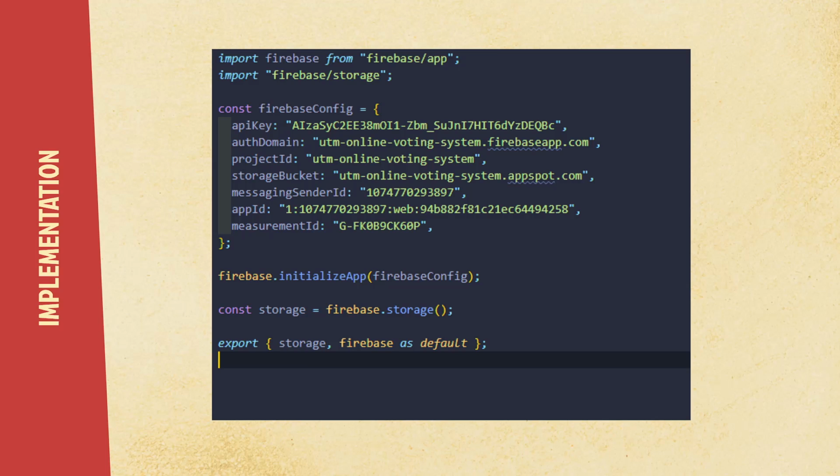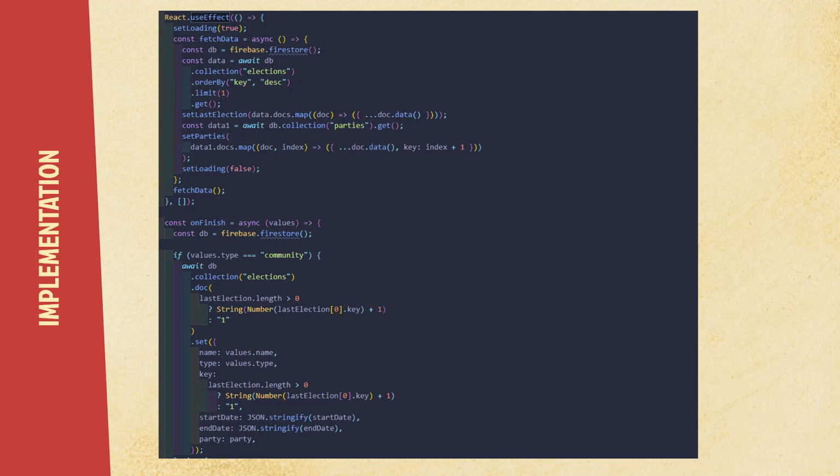And for the implementation part, that's how we implement the Firebase database in our system. Next is implementing add new election. This is a sample code for creating an election, and this is a sample code for how, after creating the election, the data will be fetched and stored in the database.